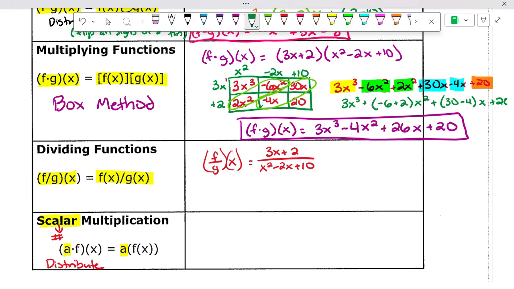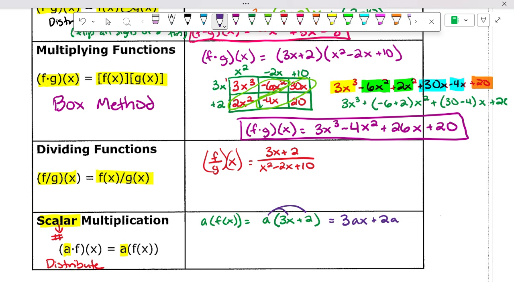So a of f of x is equal to a times 3x plus 2. So all you got to do is just multiply the a to both terms. So that would equal 3ax plus 2a.